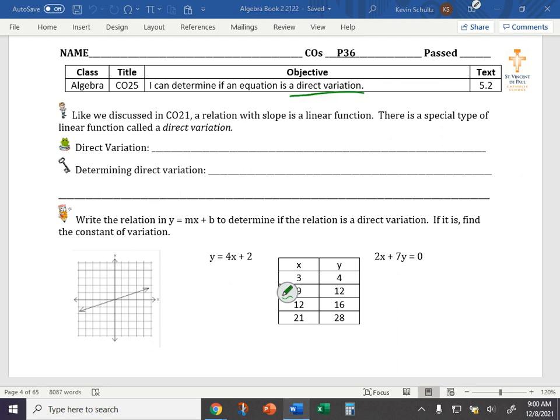Any idea what direct variation is in the mathematical sense? You've heard that term before, used it before, an example of it? Or are we all learning something new today? These are my favorite days. We all learn something new.